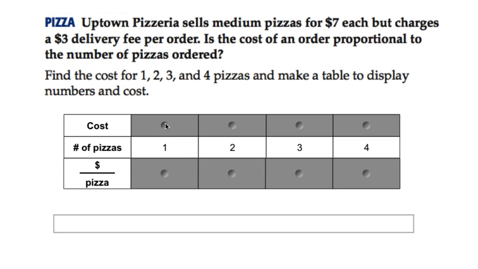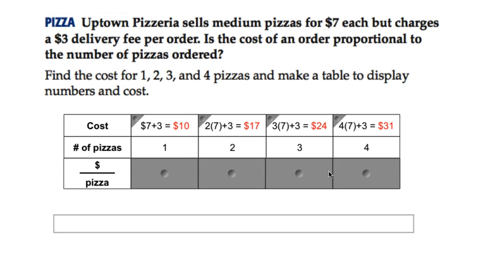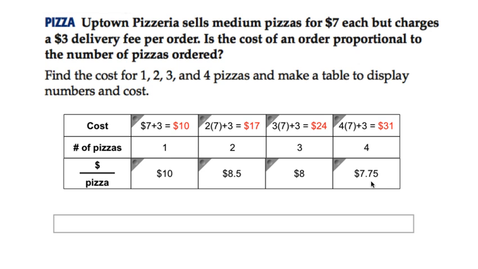So one pizza would cost us $7 for the pizza plus the $3 delivery fee, which would be 10 bucks. Two pizzas would cost us $14 plus the $3 delivery fee, which is 17. And likewise, 3 pizzas is 24, 4 pizzas is 31. So the cost per pizza, if we take the total cost, $10 for one pizza, we get 10 bucks per pizza. 17 divided by 2 brings us down to $8.50 per pizza. 24 divided by 3 gives us $8 per pizza. And 31 divided by 4 is $7.75 per pizza.